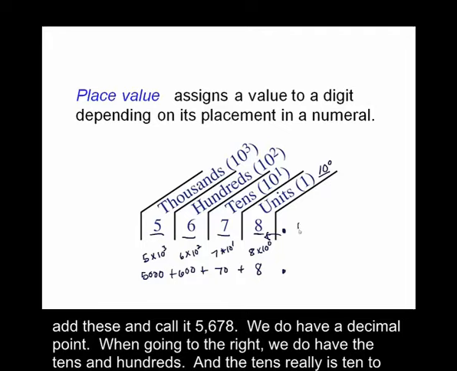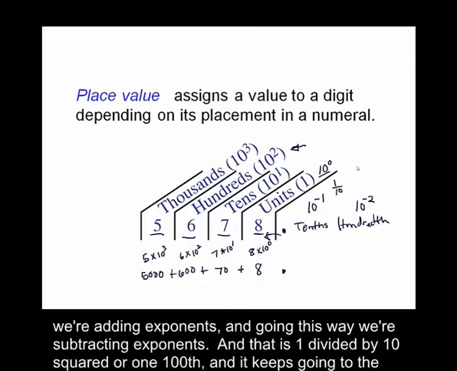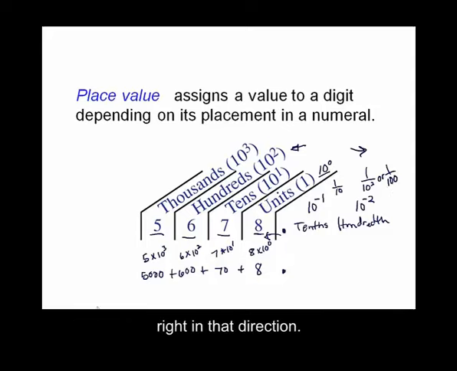We do have our decimal point. Going to the right, we have the tenths and hundredths, and the tenths really is 10 to the negative 1. So instead of multiplying by 10, we're dividing by 10. That's tenths. The hundredths place is 10 to the negative 2. Notice this way we're adding exponents, and going this way we're subtracting exponents. And that is 1 divided by 10 squared, or 1/100th, and it keeps going to the right in that direction.